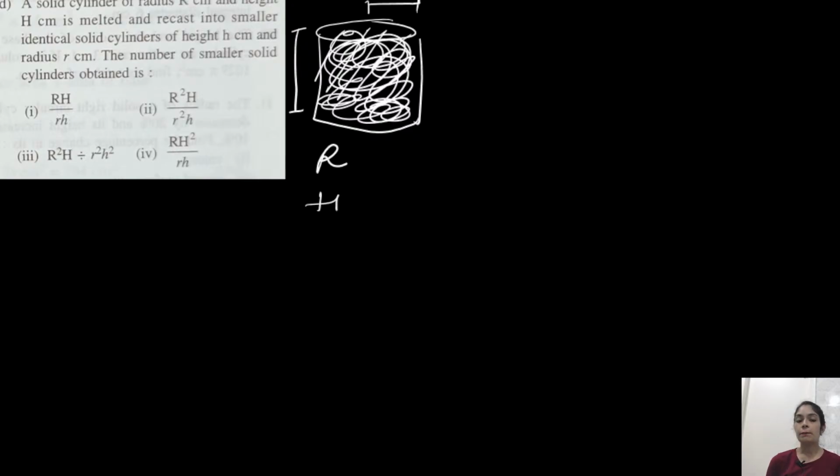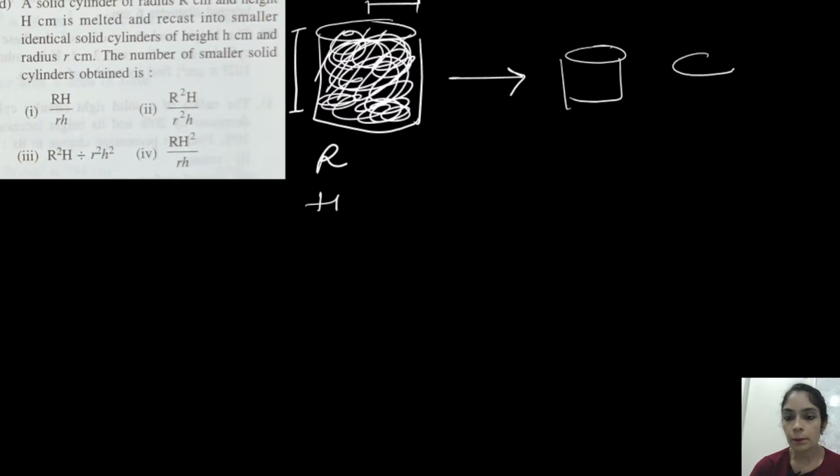So recasting means like when we change the shape. For example, you used to play with the clay. So different shapes you used to make. Sometimes that same clay you will use to make a sphere like ball, or sometimes cylinder, like some different. So that is only known as recasting. So this is recasted, means this is melted. So then same material is being utilized to make smaller identical cylinders. So like so many cylinders were made out of this material like this.